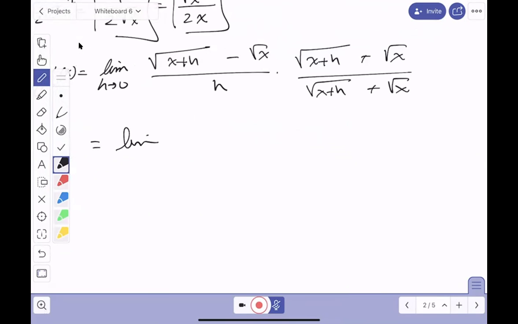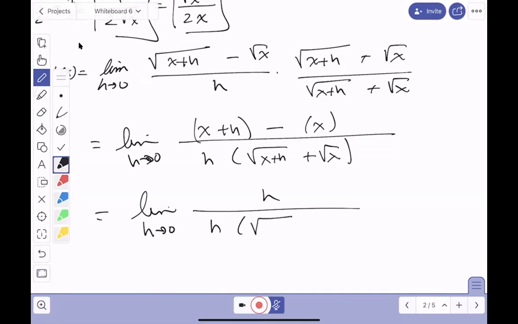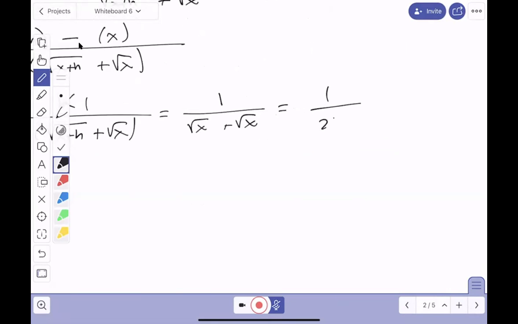We get limit, h goes to 0. On bottom, you get h times root of x plus h plus root x. And on top, you're going to get x plus h, these are conjugates, by the way, minus x, like that. Well, it looks pretty simple. What do you get? Limit, h goes to 0. On top, you get h. Bottom, you get h times root of x plus h plus root x. Well, h is not 0, so this cancels off to 1, and I can do the limit now. And what do you get? Limit top is 1. The limit at the bottom is root x plus root x, which is what? 1 over 2 root x.